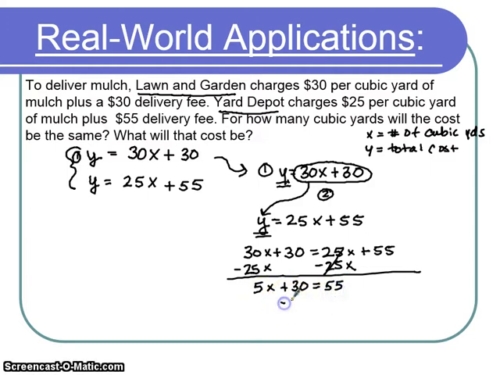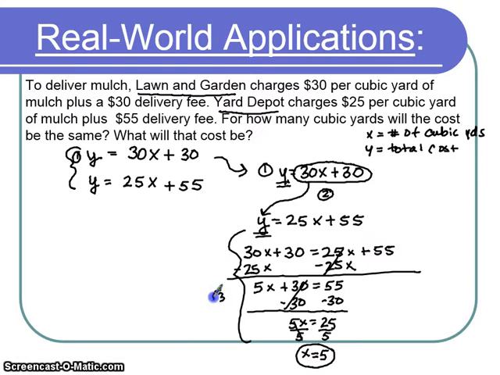Two-step equation, take away our constant. So we have 5x equals 25. Divide by 5, divide by 5, x equals 5. Remember, x stands for cubic yards, so this is talking about 5 cubic yards. So this was step 3. We solved for our first variable.